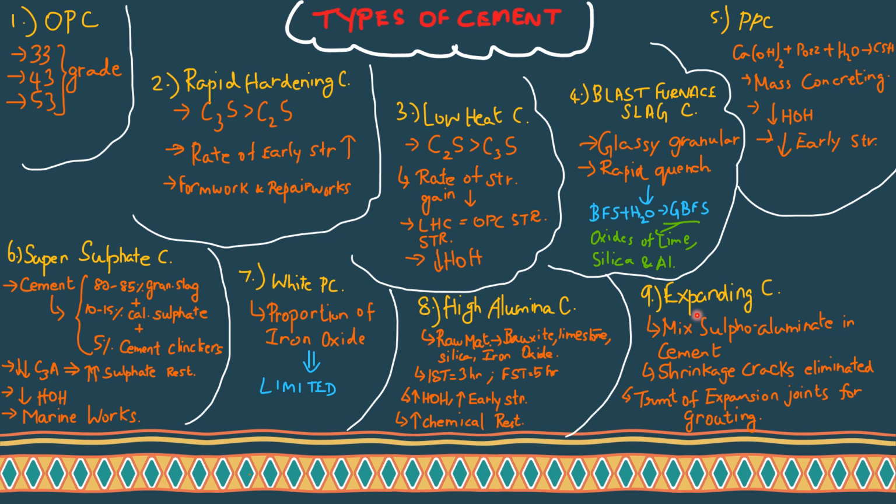The last type of cement is your expanding cement. Here mixing sulfoaluminate in your cement gives you the expansion in cement. It is generally used for eliminating shrinkage cracks in cement. For the treatment of expansion joints and for grouting, we use expanding cement.